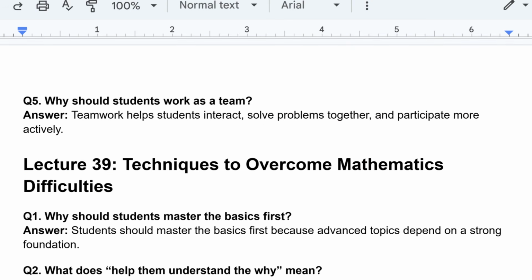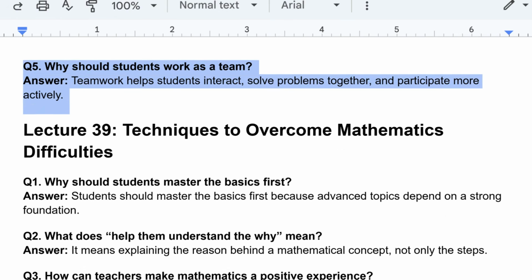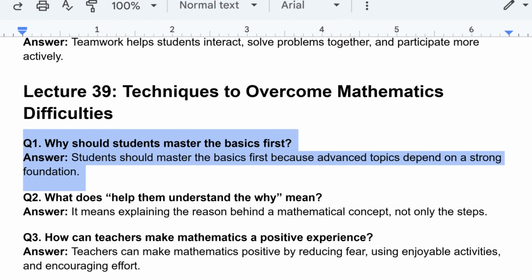Why should students work as a team? Teamwork helps students interact, solve problems together, and participate more actively. Why should students master the basics first? Students should master the basics first because advanced topics depend on a strong foundation.